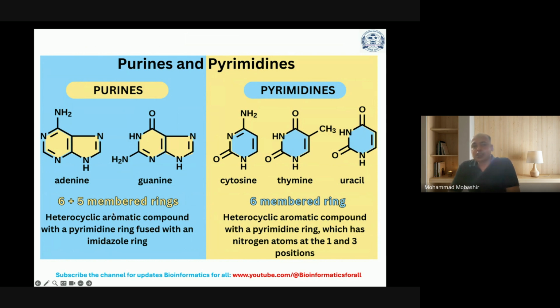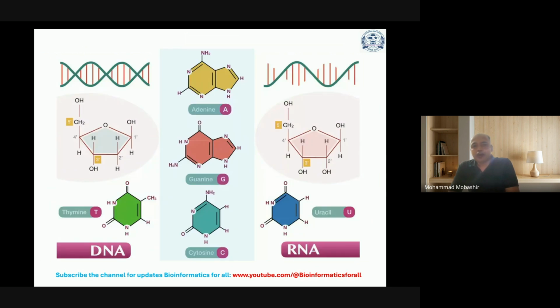And purines are heterocyclic aromatic compounds with a pyrimidine ring fused with an imidazole ring. While pyrimidines are heterocyclic aromatic compounds with a pyrimidine ring which has nitrogen atoms at positions 1 and 3. Now, the same thing could be presented in a different way.